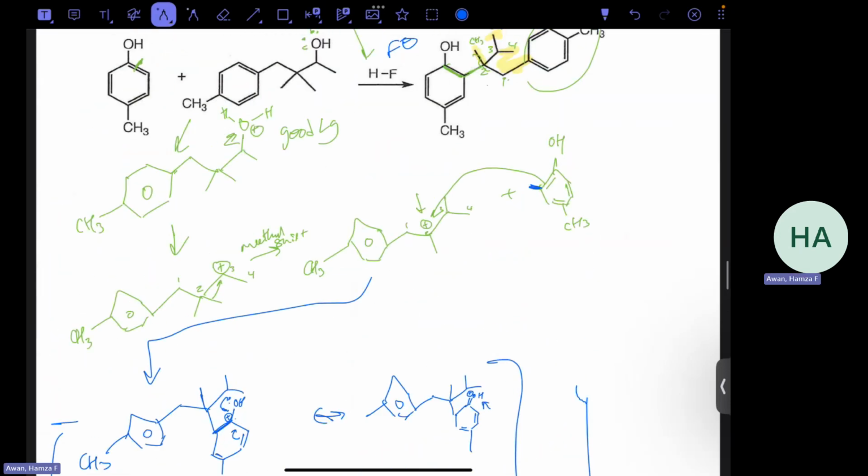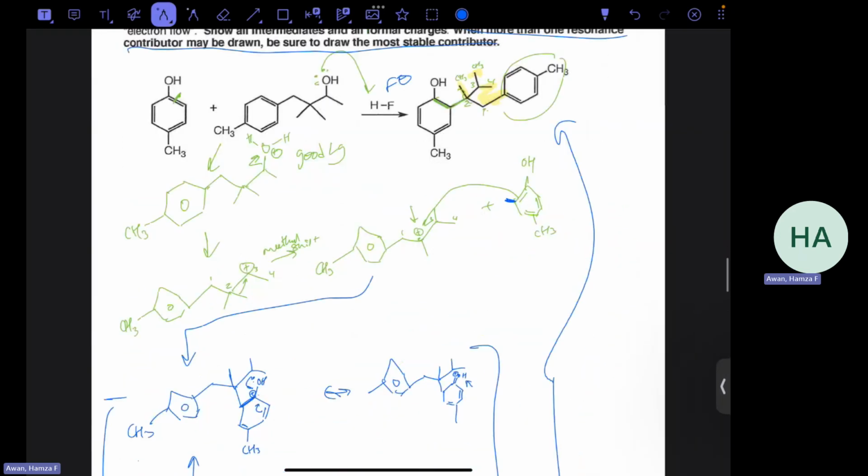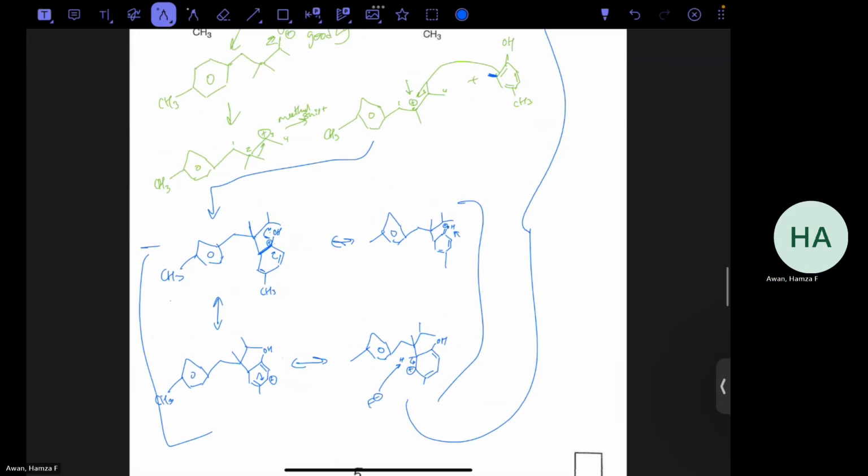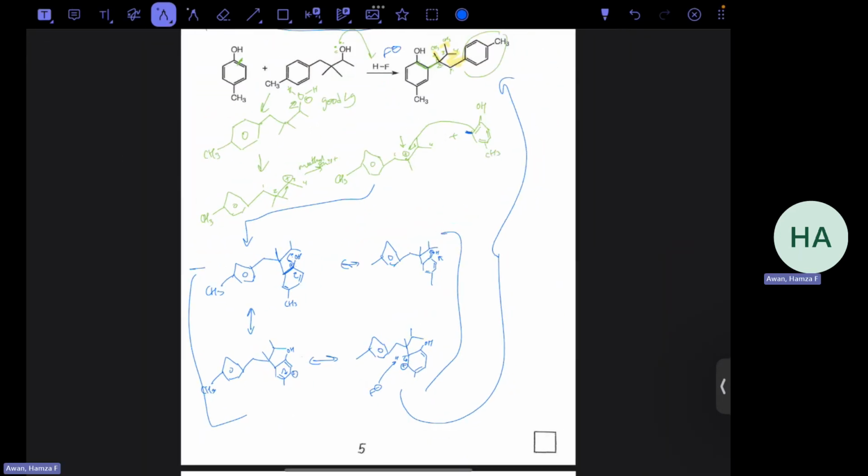And now we can draw an arrow back to the final product. Any questions on that mechanism? I know it might have been a lot.